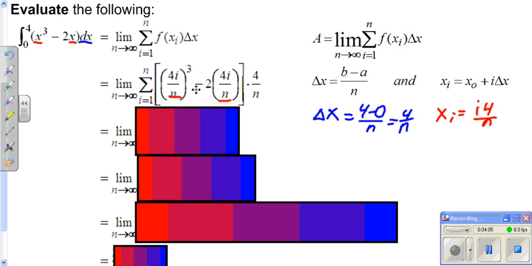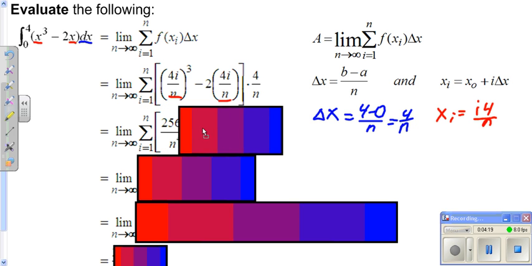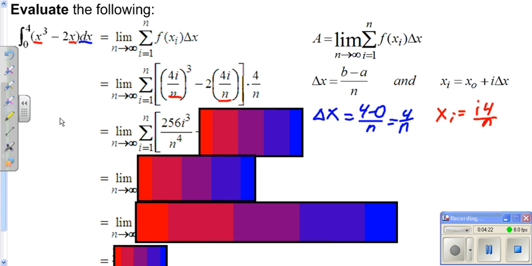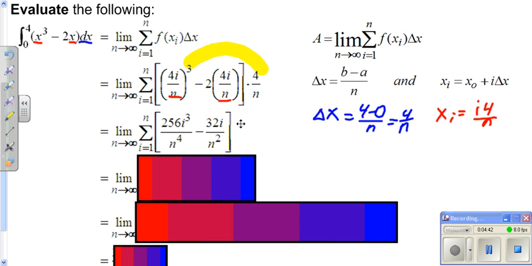Well, we need to continue to simplify this. Let's go ahead and cube the top, cube the bottom. So that's 64i cubed over n cubed. But let's also multiply it by our 4 over n, so we're distributing that through at the same time. And so that's how we get this. Then we take 2 over 1 and multiply it by this, which gives us 8i over n. Also multiplied by this here, and that's how we get our 32i over n squared.